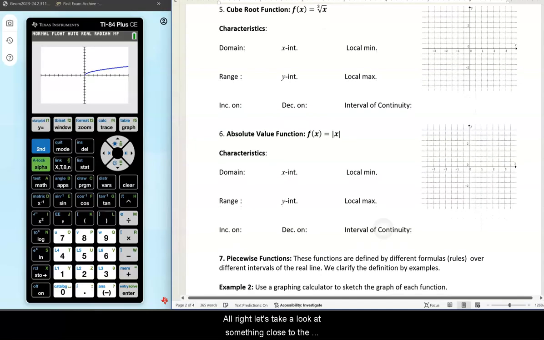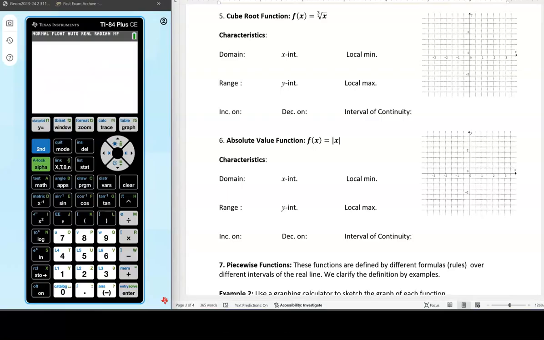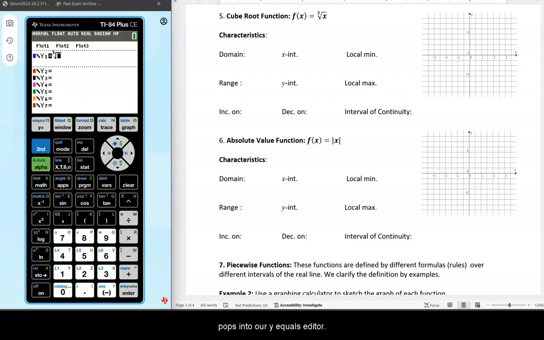All right, let's take a look at something close to the square root, the cube root function. Now, the cube root function is found under our math button on our calculator. So let's hit y equals. Let me clear this out. And we're going to go to the math button. And you notice the cube root, it looks a little funny on the menu, but there it is, number 4. That's our cube root. So cursor down to 4 or hit number 4 and enter. And our cube root, it matches that little 3 right up there, pops into our y equals editor. Now we're just doing the cube root of x, so let's graph it and see what it looks like.